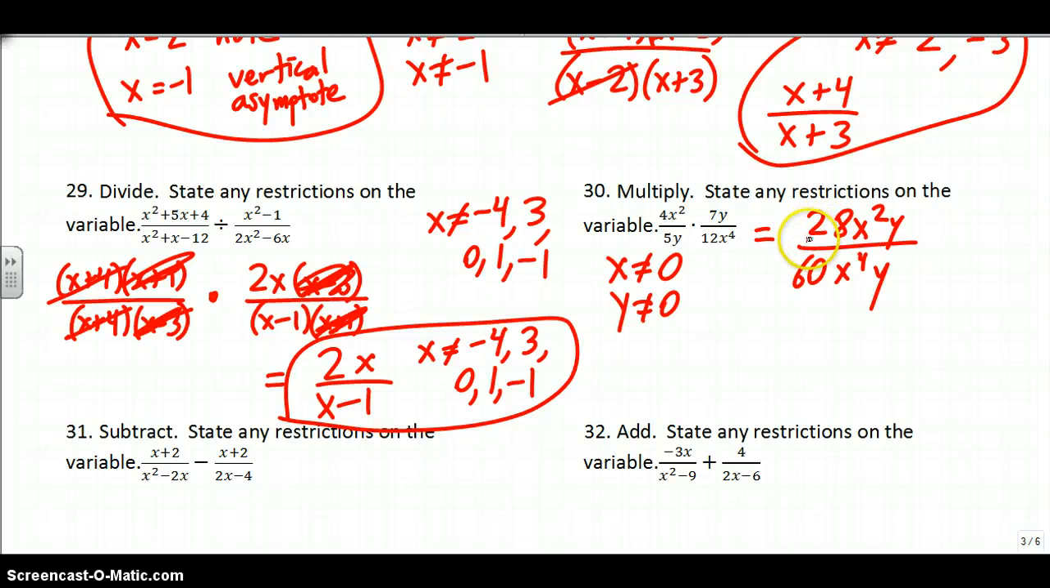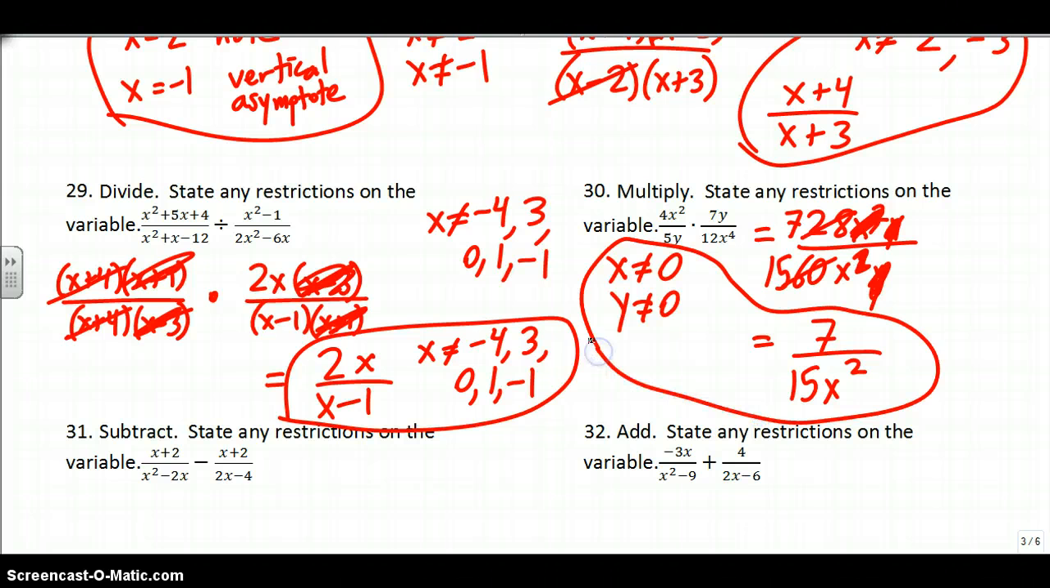Let's reduce it. 28 and 60, I believe 4 goes into both of those, right? 7 over 15. Yeah, that looks right. X squared and x to the 4th, how do they cancel? Well, there's 2 x's on the top, technically, and 4 in the bottom. So that means 2 of them are going to cancel, leaving you 2 on the bottom. And both of the y's are going to cancel because there's only 1 in the top and the bottom. So we actually get 7 over 15x squared, as long as x and y aren't 0. Okay.